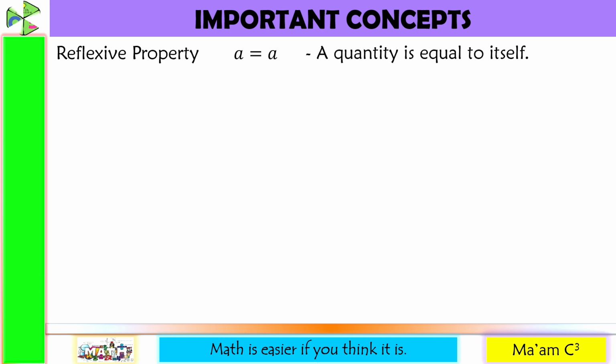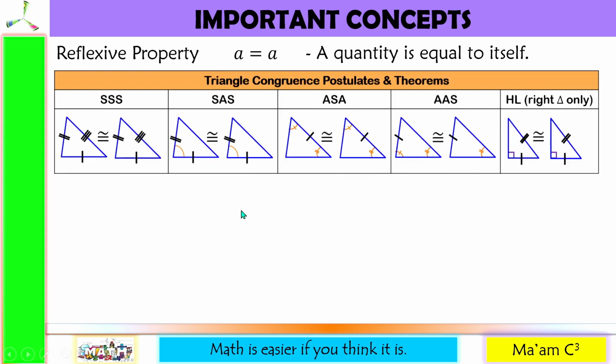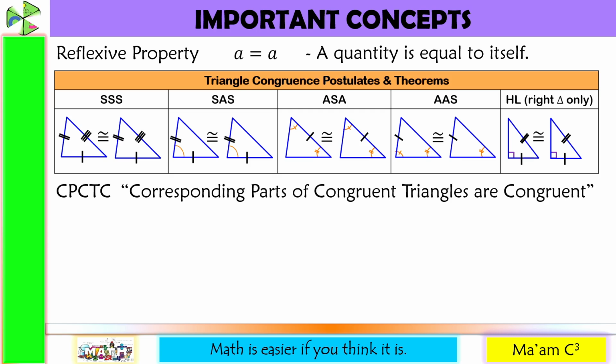Another thing are the triangle congruence postulates and theorems. We have the SSS, side, side, side; SAS, side, angle, side; ASA, angle, side, angle; AAS, angle, angle, side; and for right triangles only, the HL, hypotenuse, leg theorem. It is also good to note the CPCTC, which stands for corresponding parts of congruent triangles are congruent.